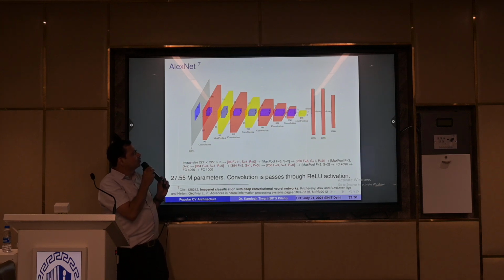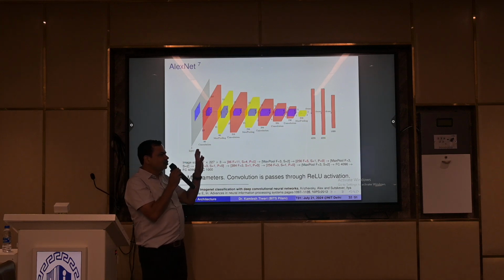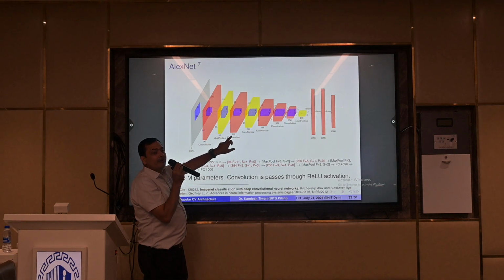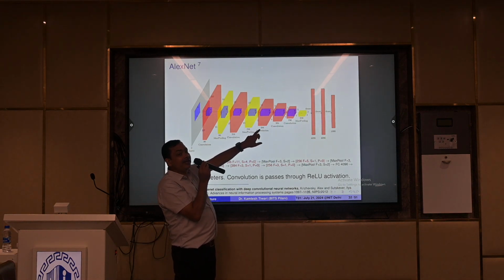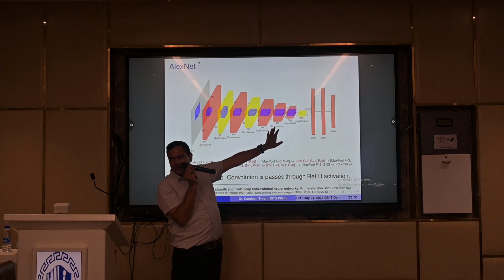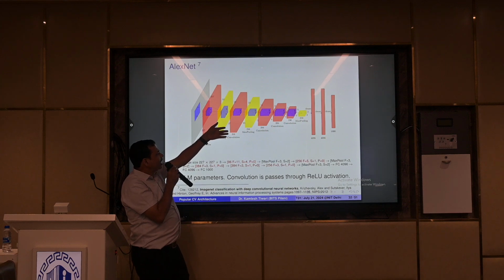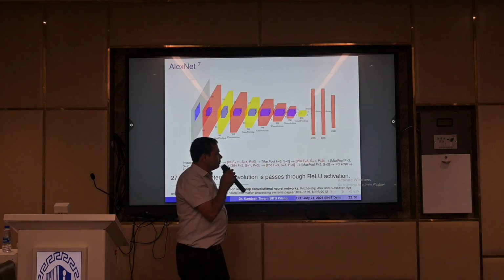There is no need to go into much detail. More than this, you should understand only this part, that initially 96, then 256, then 256, then 384. I am going to increase, because I want to do more mixing of the developed features. At the end, there is fully connected.